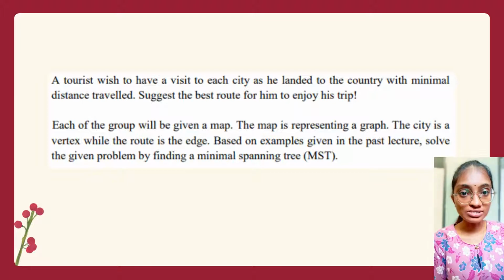So the question is, a tourist wishes to visit each city that has landed in the country with minimal distance traveled. Suggest the best route for him to enjoy his trip. Each group will be given a map. The map is representing a graph. The city is a vertex while the route is the edge. Based on the examples given in the past lecture, solve the given problem by finding a minimal spanning tree.